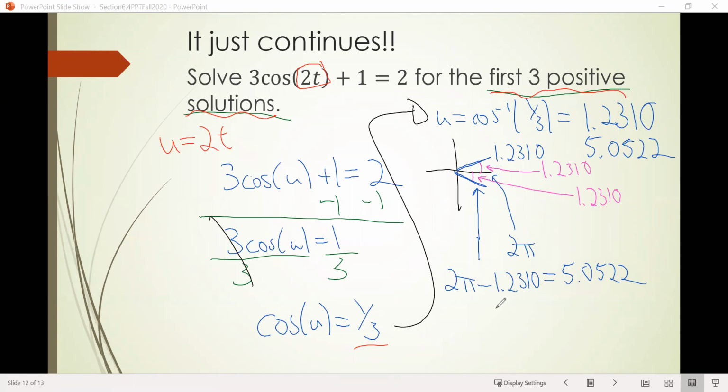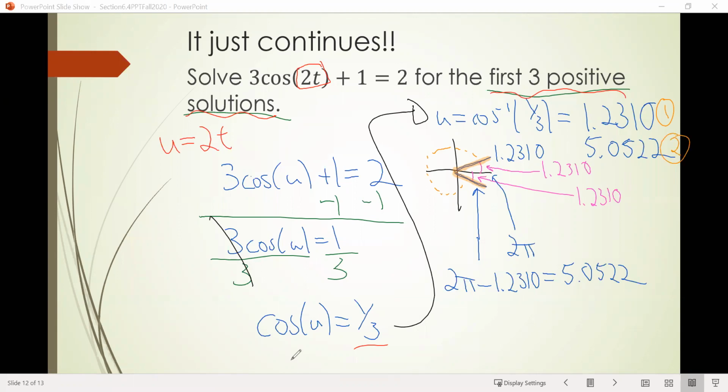Now we have 2 answers so far, but we were asked to find the first 3 positive solutions. Notice it says first 3, which tells us there's some sort of order here. From the way we've done things, 1.2310 was our first, and then we moved around the unit circle until we got to the fourth quadrant, and 5.0522 was our second answer.